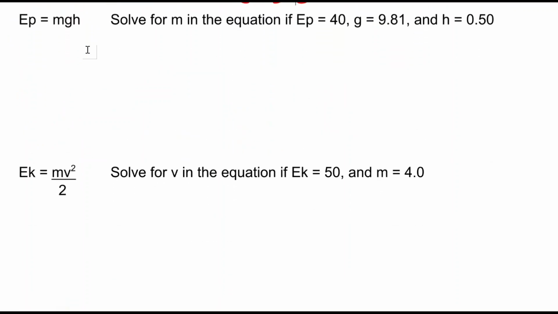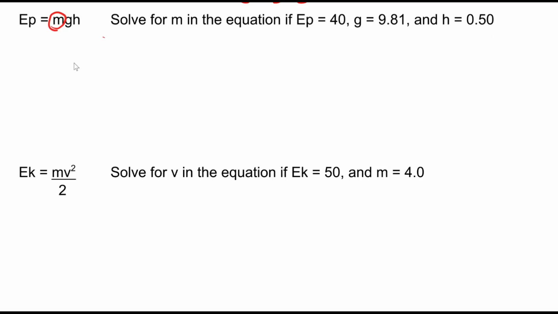We're going to rearrange a few more equations. EP equals MGH, and this M, G and H, they're all different values, but EP is just one number. It stands for potential energy. So solve for M. This is the thing that I want to get by itself. In the equation, if EP is 40, G is 9.81, and H is 0.50.